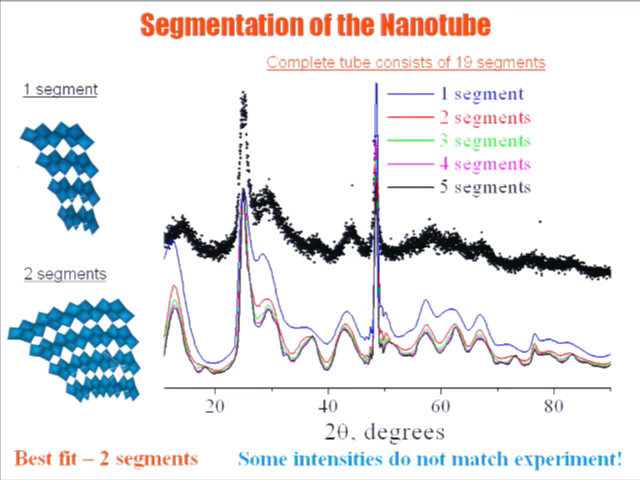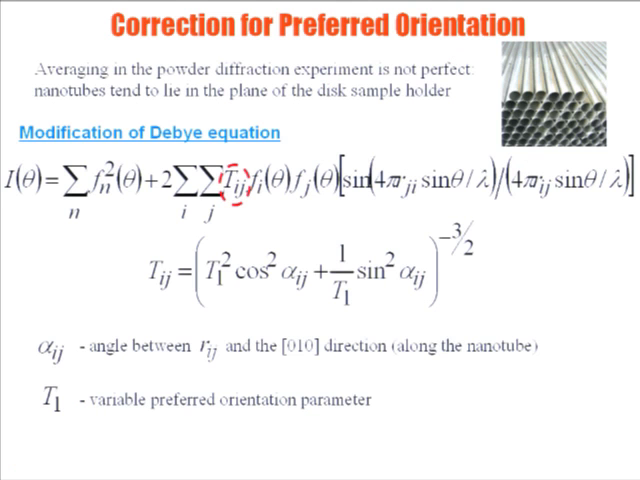And when you think about this, it's pretty obvious why. Since we are dealing with nanotubes, the experiment was done in Bragg-Brentano geometry. So the tubes obviously would tend to lie in the plane of the sample holder. In order to account for this effect, we introduce an additional term in the Debye equation, which I borrowed from Rietveld refinement. This is March-Dollase correction. Only in this case, the alpha angle is the angle between the line connecting I's and J's atom and the 0, 1, 0 direction, which is along the nanotube.